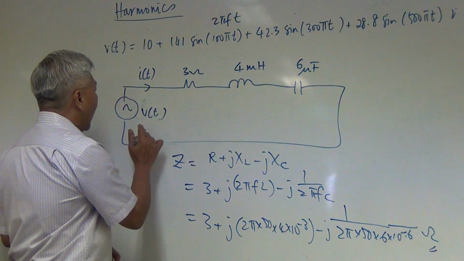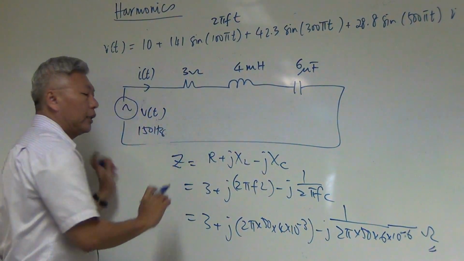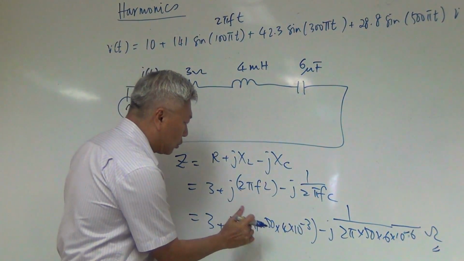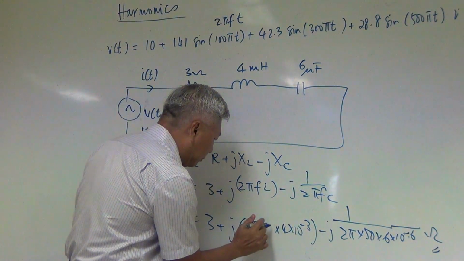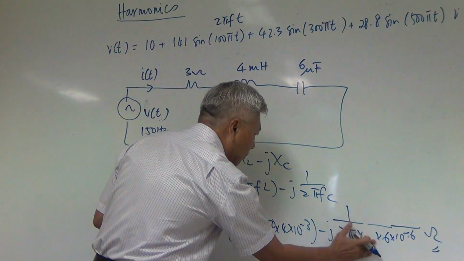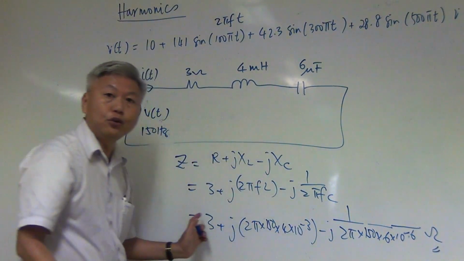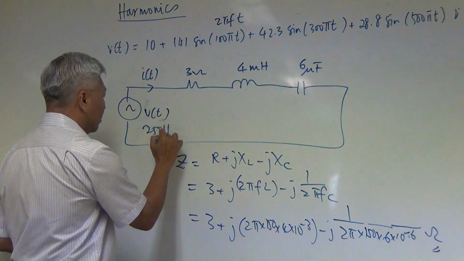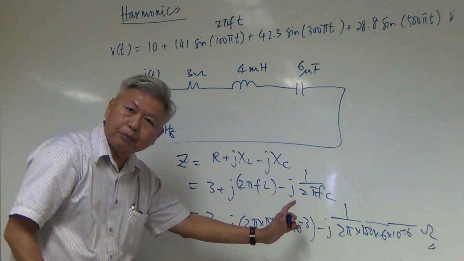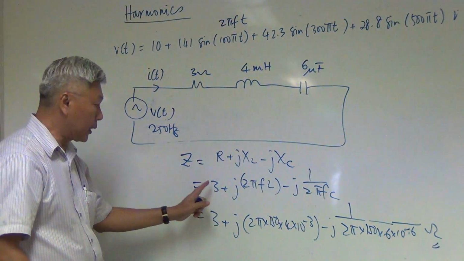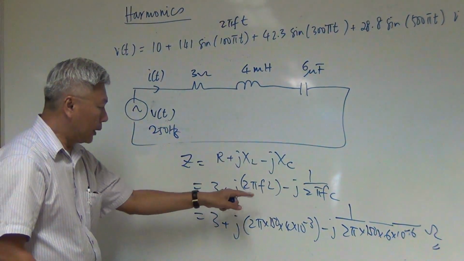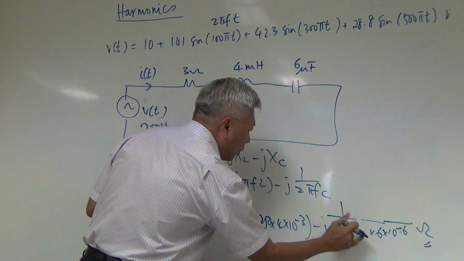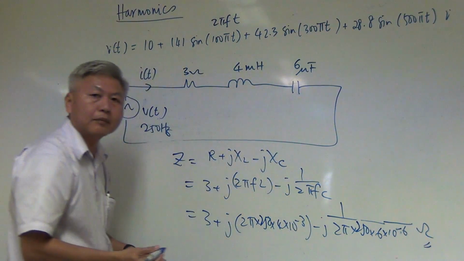If I change to 150 Hertz, can you get me the new impedance? Of course you can. You just change the frequency to 150, and you get a new impedance. If I say this is 250 Hertz now, can you get me another new impedance? Yes. Resistance has no change because there's no frequency attached to it, but the rest, yes. So the frequency now is 250, you are putting in 250.